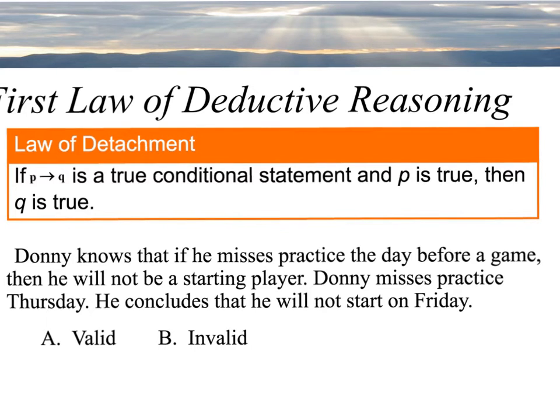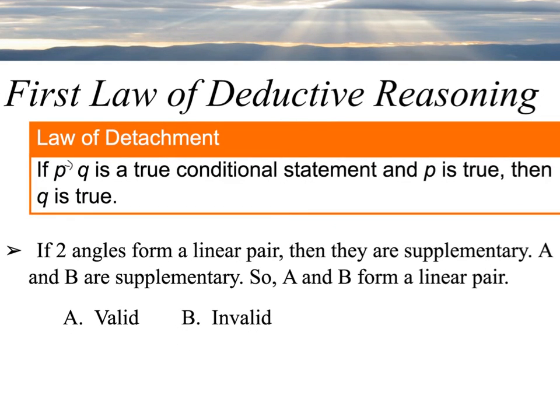All right. So again, we are told the hypothesis is that he misses practice, and the conclusion is that then he will not be a starting player. And then we're told that the hypothesis is true. So it is totally valid for Donnie to conclude that the conclusion will also be true. Let's look at a second example like that.